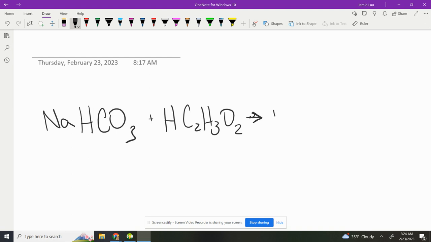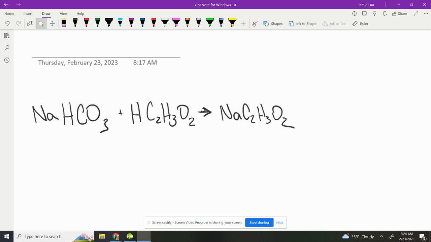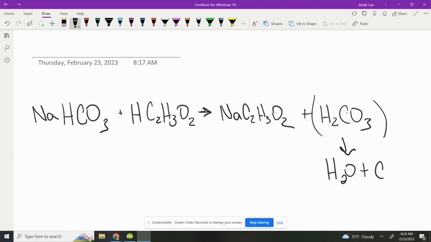All right, so I see we've got sodium acetate. For the two H's, we just combine them, right? So we get carbonic acid. Here's the thing with carbonic acid. Carbonic acid itself is actually not stable. So when you see this as a product, this is going to break down into water and carbon dioxide, which is why when you add baking soda to vinegar, it bubbles.